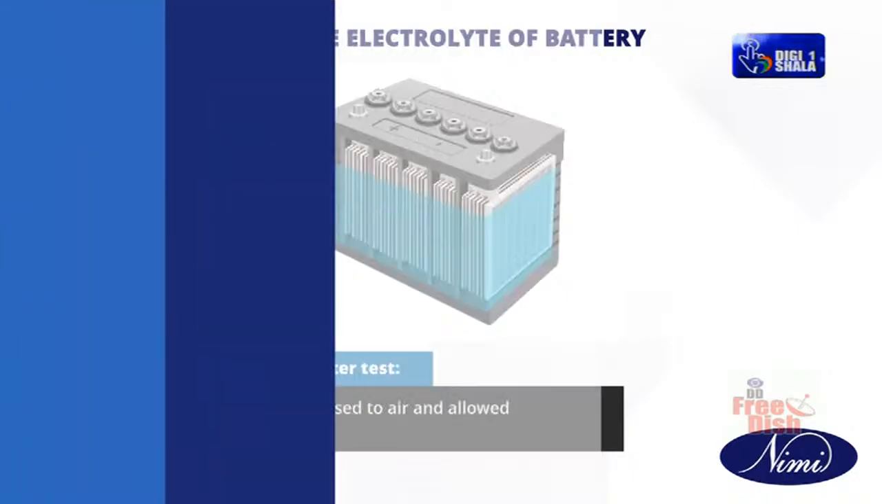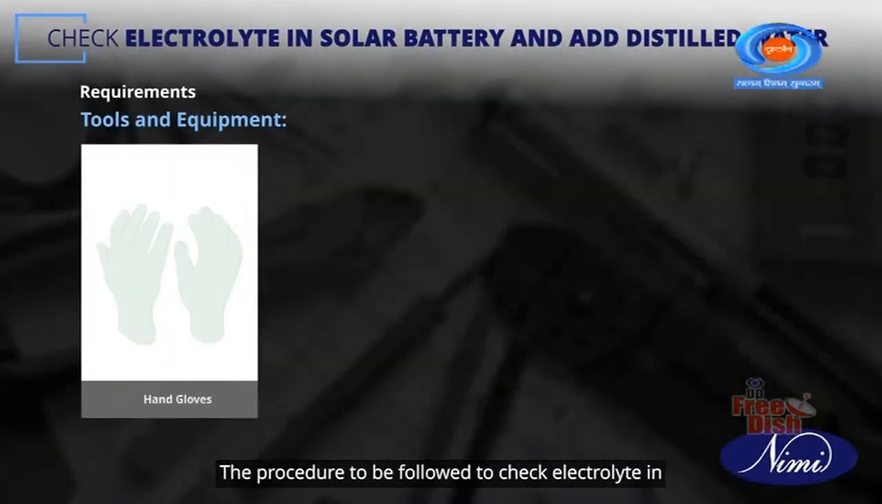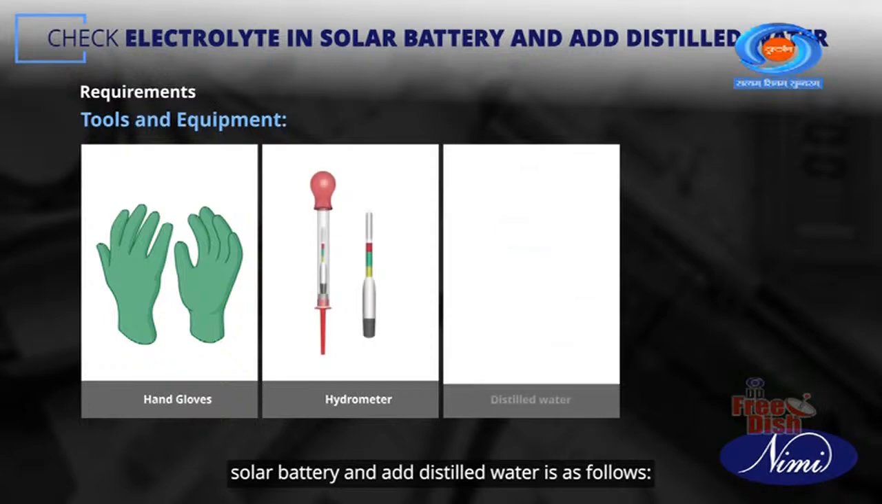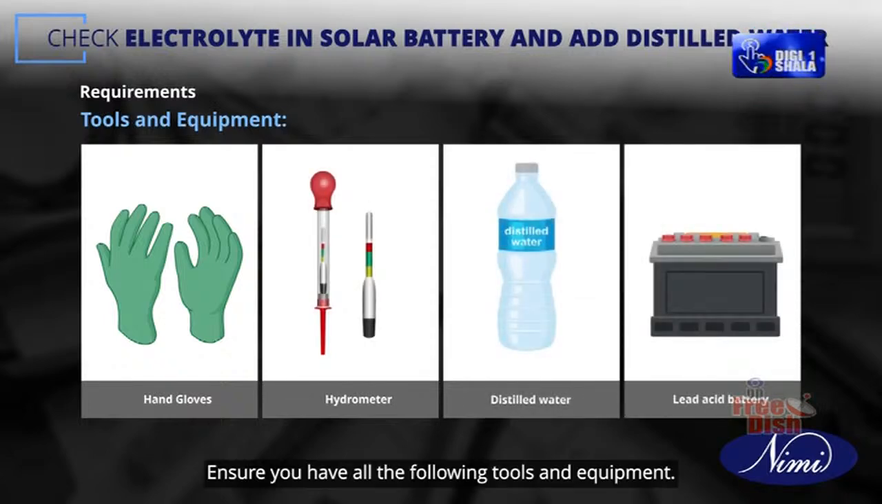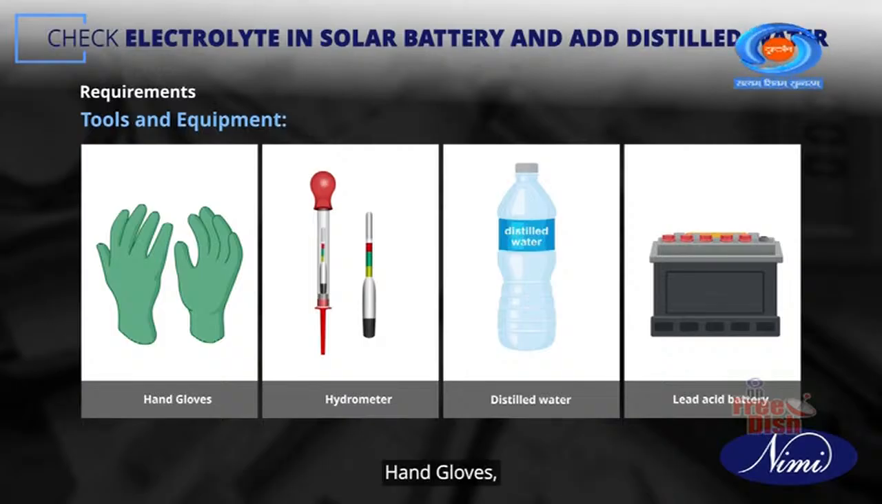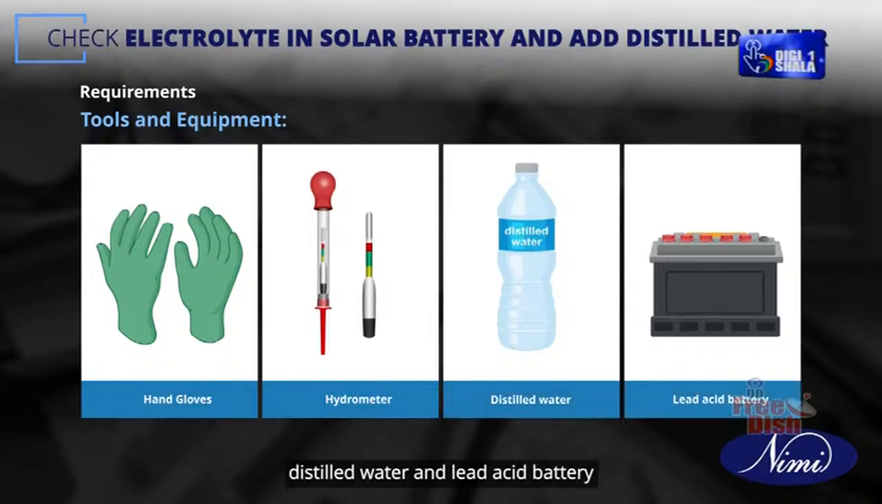The procedure to be followed to check electrolyte in a solar battery and add distilled water is as follows. Ensure you have all the following tools and equipment: hand gloves, hydrometer, distilled water and a lead acid battery.